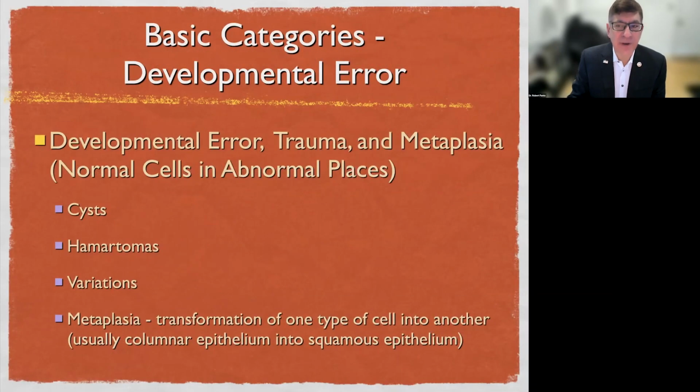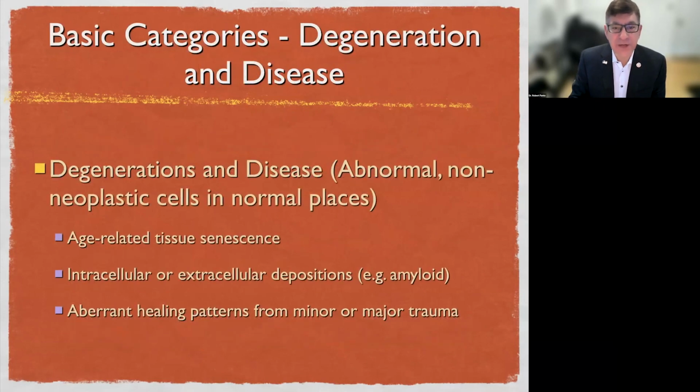Developmental error, trauma, metaplasia means that normal cells are in abnormal places. That's the key idea. Cysts, hamartomas, variations, and metaplasia all fall into this category. Degeneration and disease is abnormal but not neoplastic cells in normal places. Age-related tissue senescence, intracellular and extracellular deposition such as amyloid, and aberrant healing patterns from minor or major trauma all fall into this category.